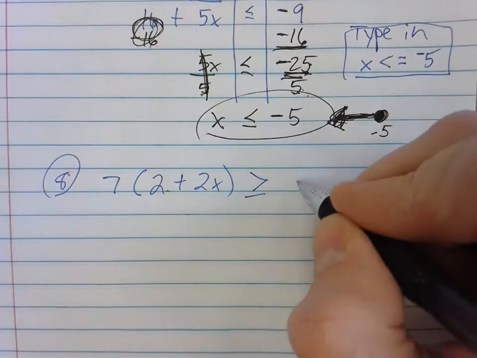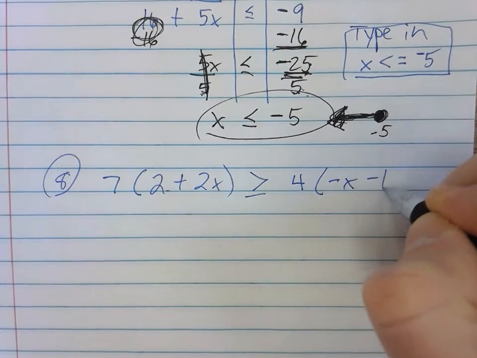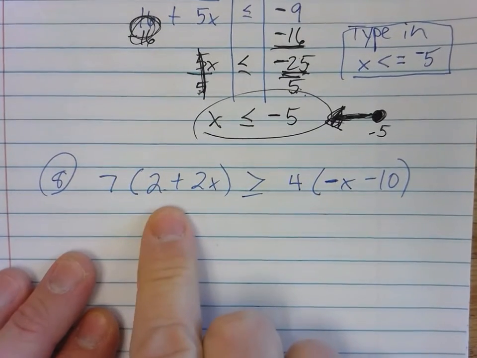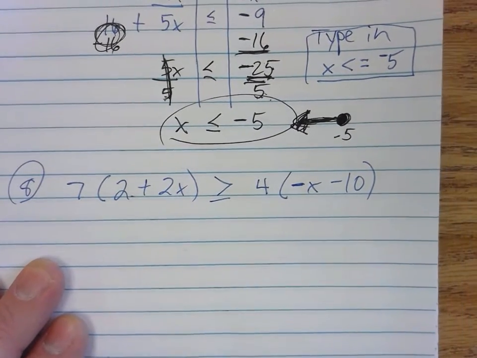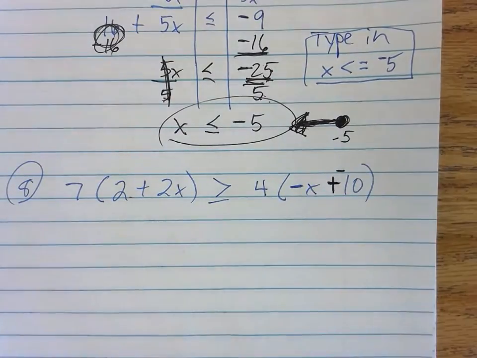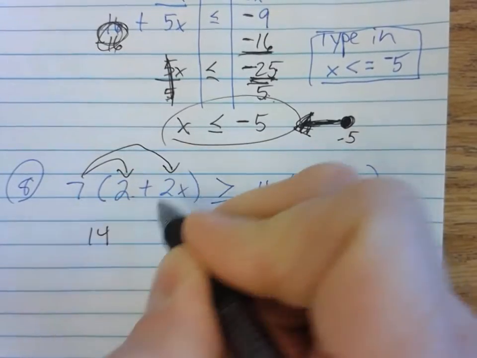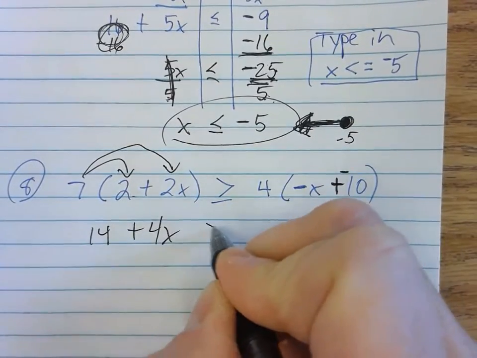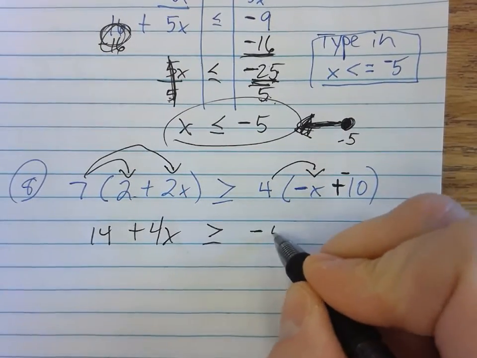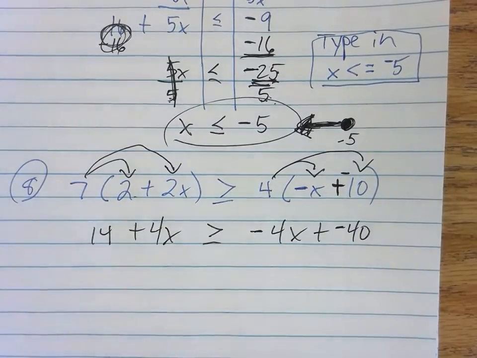All right, over here on this side we got 4, and then you got negative x minus 10. Don't have any subtract signs here. Do have a subtract sign over here, so I'm going to go ahead and take this subtract sign right here. I'm going to do a little additive inverse to that. And off we go. 7 times 2 is 14. 7 times 2x is 14x. Keep the sign the same, which is greater than or equal to. 4 times negative x would be negative 4x. 4 times negative 10 is negative 40.